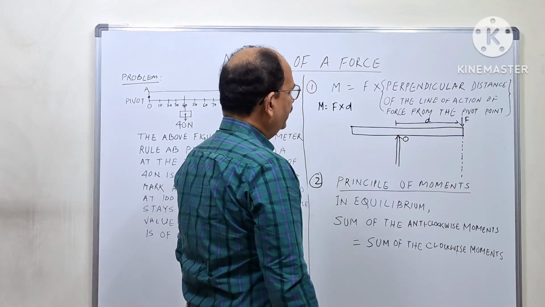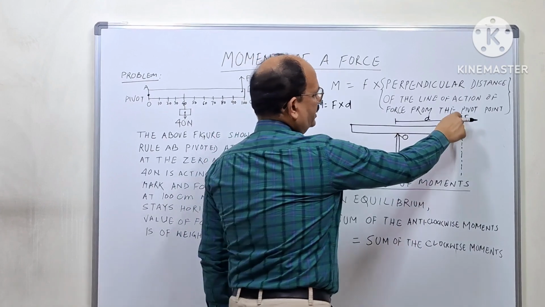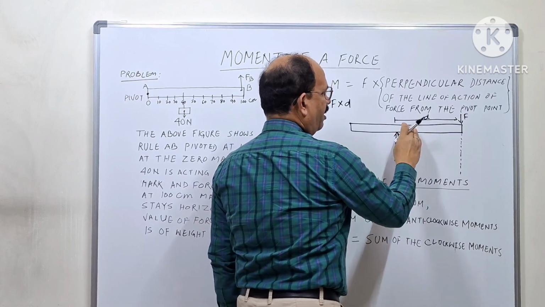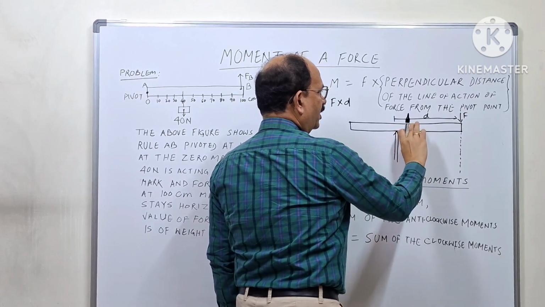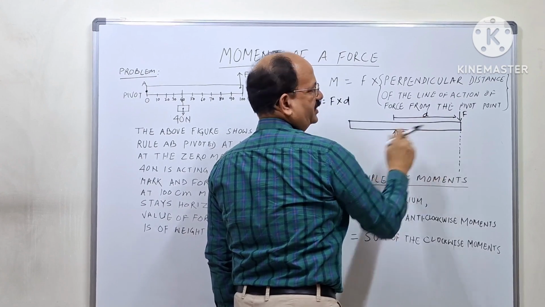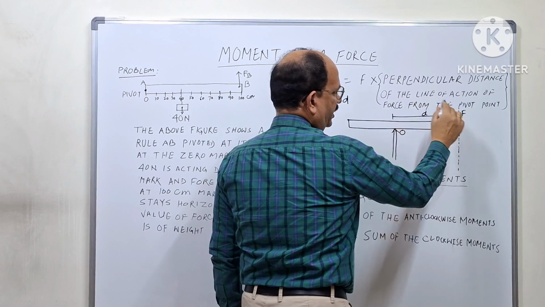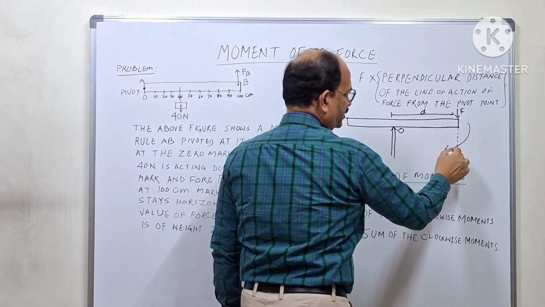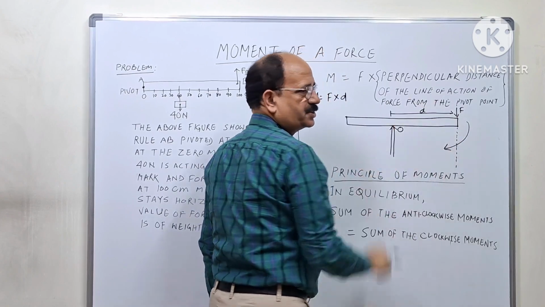Now, as you can notice that if I apply a force here in the downward direction, the rod will have the tendency to rotate downwards. That is in the direction of the clock movement. So this will be a clockwise rotation.